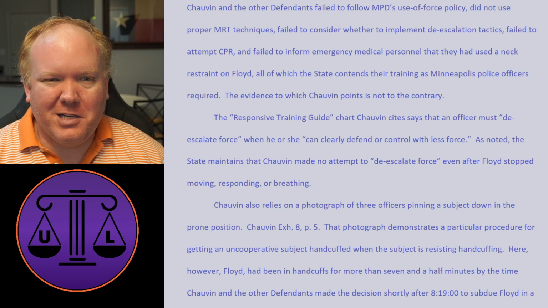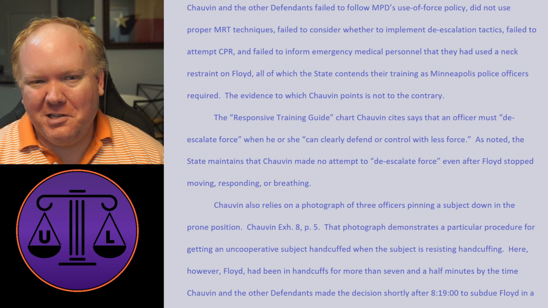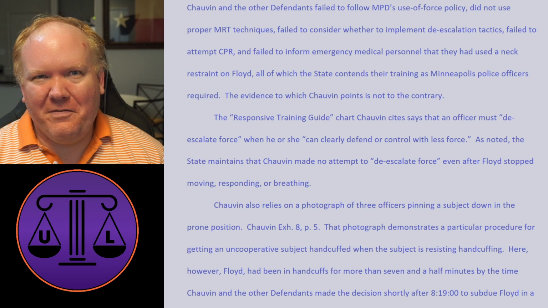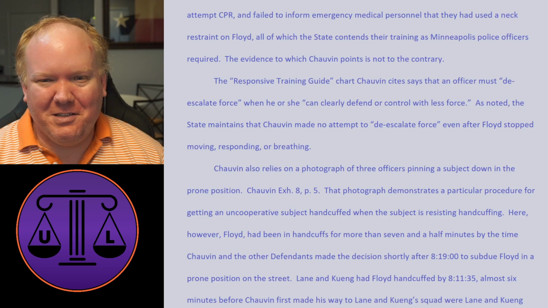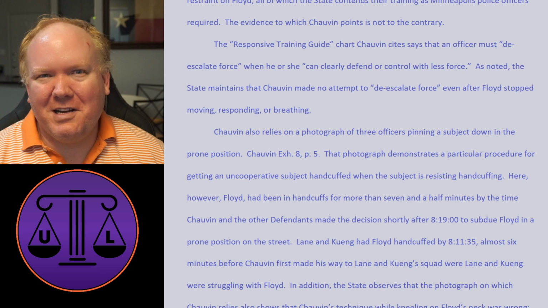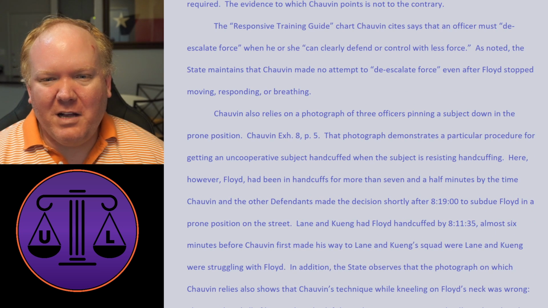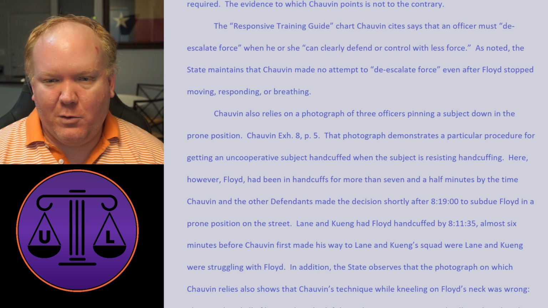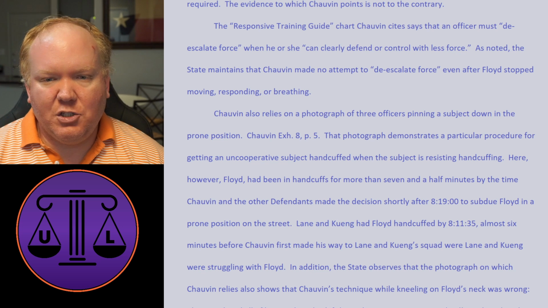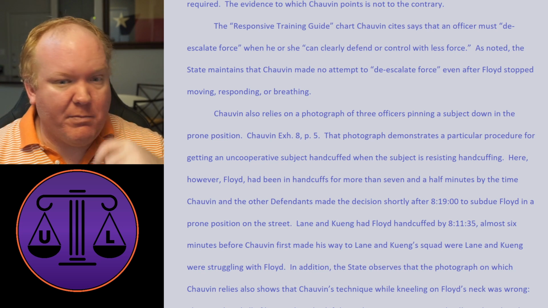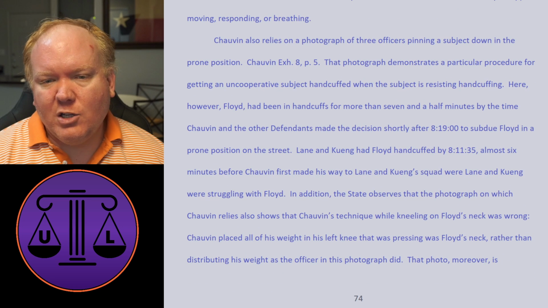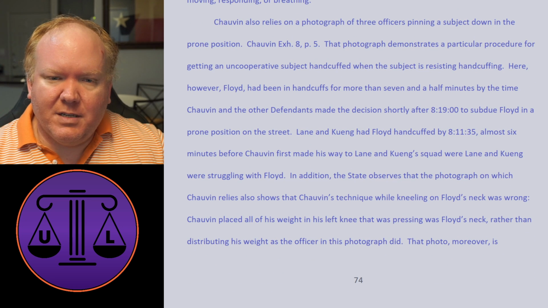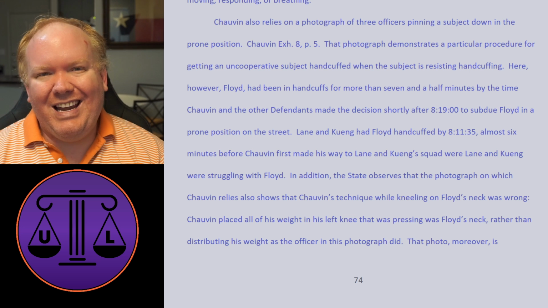One of the things that can show gross negligence is significant deviation in one area, and another thing that can show gross negligence is a lot of deviations in a lot of areas. So if they're required to do all these things, that might go to show gross negligence too. The evidence to which Chauvin points is not to the contrary, nor could it really be at this point. The training guide Chauvin cites says that an officer must de-escalate when he or she can clearly defend or control with less force. As noted, the state maintains that Chauvin made no attempts to de-escalate even after he stopped moving or responding or breathing. Chauvin also relies on a photograph of three officers pinning a subject down in a prone position. So there's a photograph in the manual.